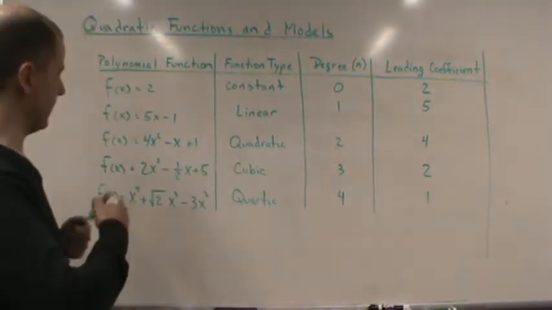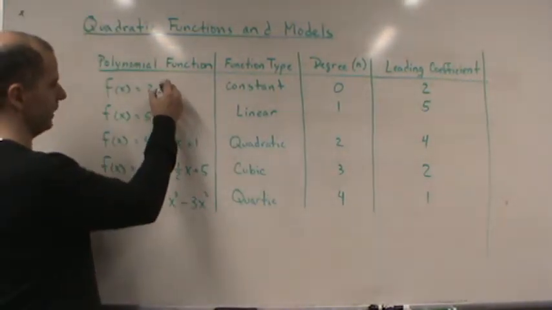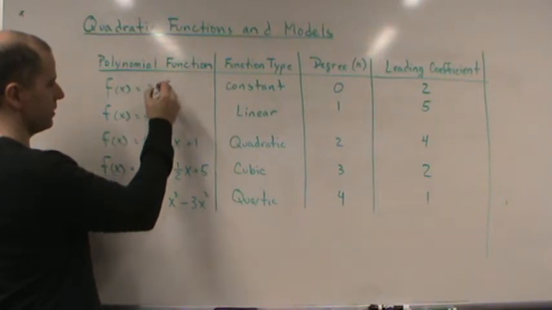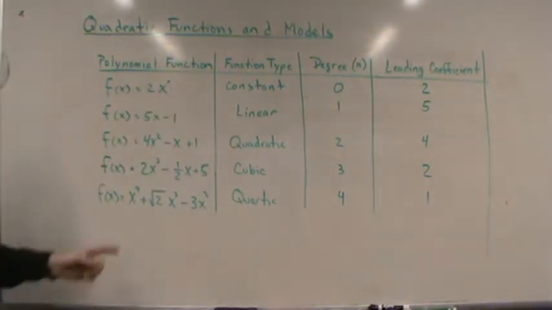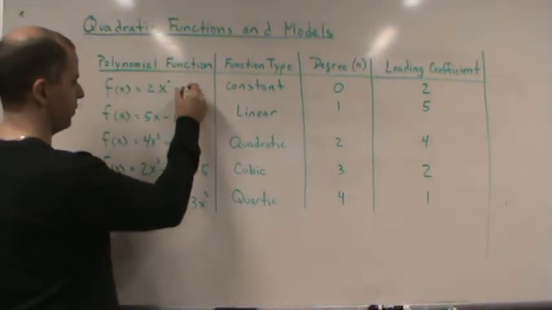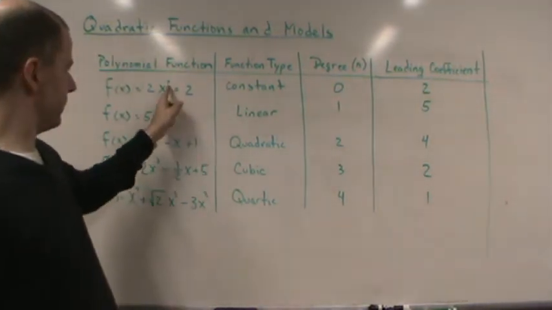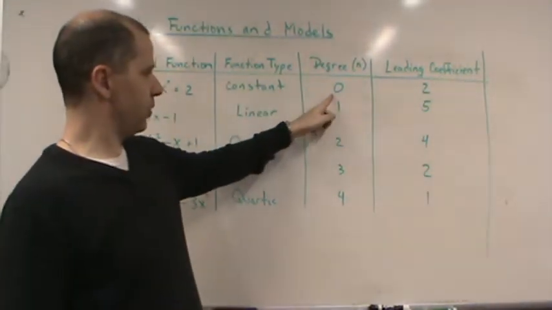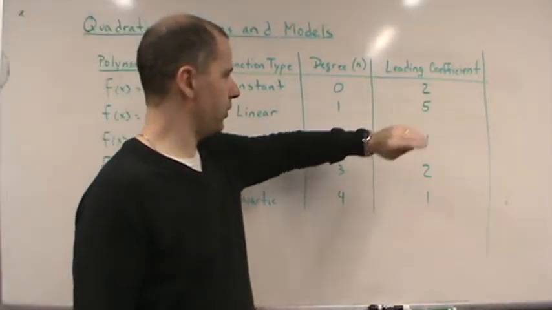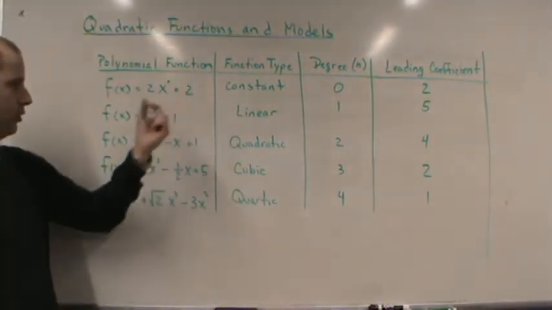And the reason why you can see this is if I put an x here and raise it to the 0 power, which is just 1, right? So this is just going to be 2. So it's a constant function, and since it can be raised to 0 power, it has a degree of 0. And the leading coefficient in this case would be just the 2.